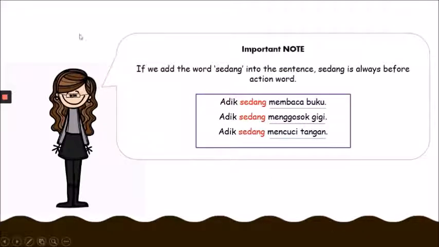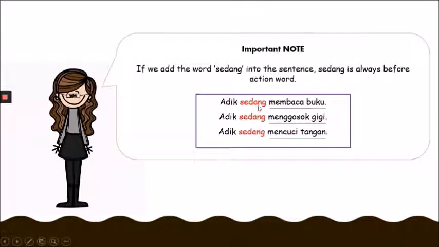Okay, this teacher is telling us an important note again. What's this teacher saying? Well, if we add the word sedang into the sentence, sedang is always before an action word. That means we always put sedang before the action word. An action word usually starts with the letters M, E. Very good.